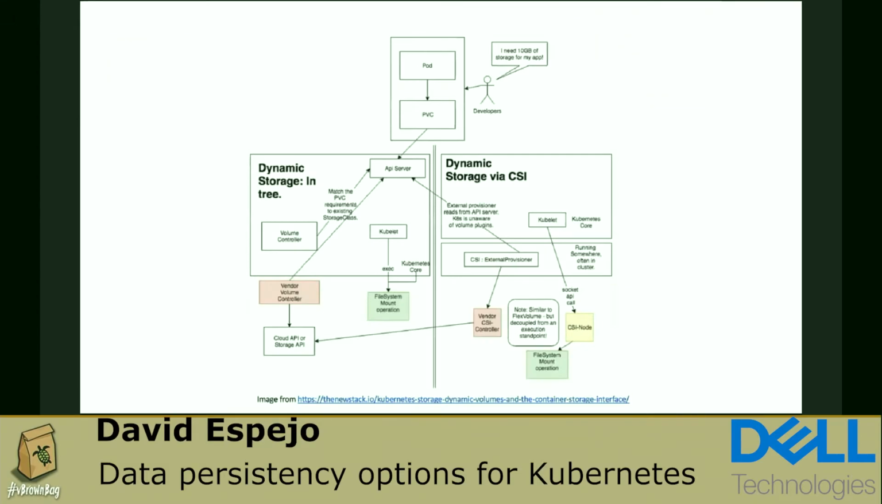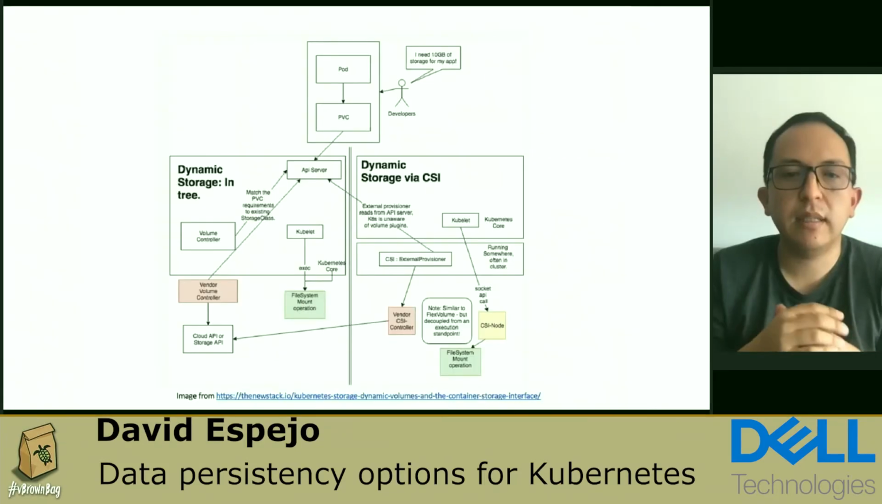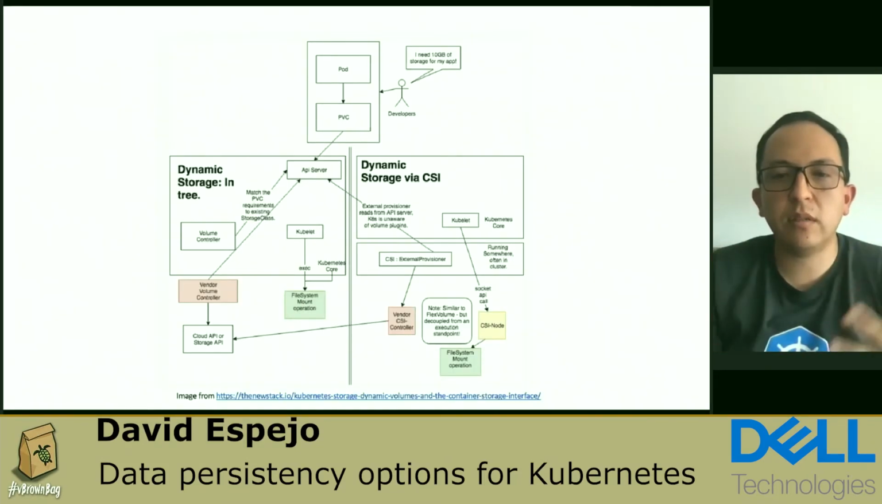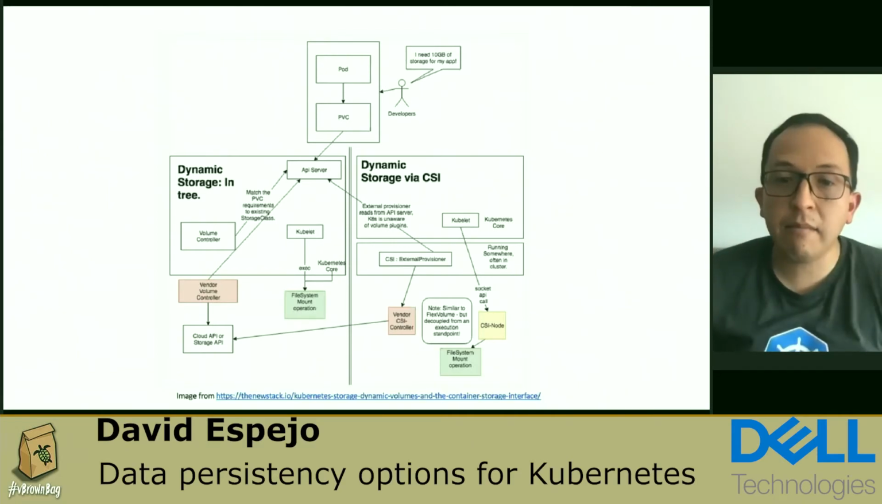So in a graphical way, I found this diagram clear enough from the folks at The New Stack magazine. In this diagram, the developers just require storage for the application, and that's it. The application runs in pods, and the developers request storage using a construct called a PVC, persistent volume claim. It's a way to define the storage requirements. And in both approaches, dynamic storage will fulfill the requirement. The end result is probably the same.